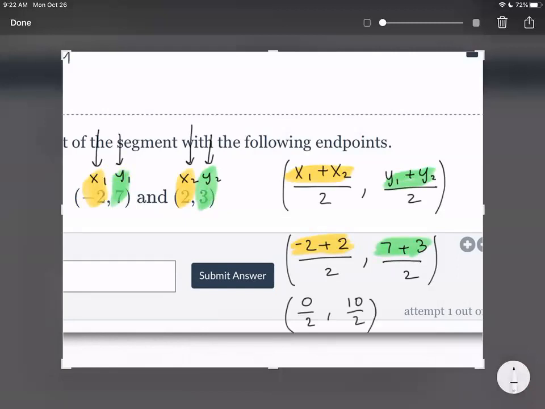Almost there. Now we just gotta simplify again. 0 divided by 2. 0 divided by anything is just 0. But you could type it in a calculator if you need to be sure. 10 divided by 2 is 5. So we type 0, 5 into our Deltamath. Any questions on how we got here?